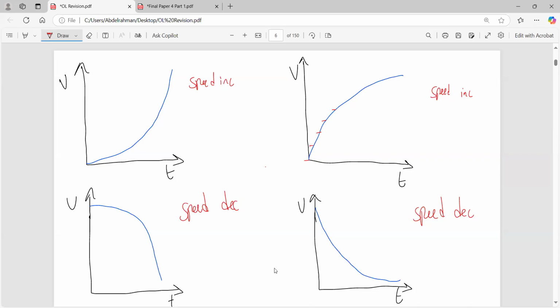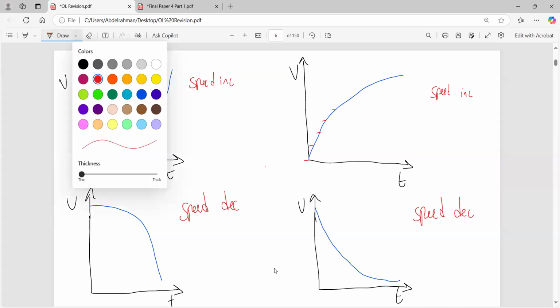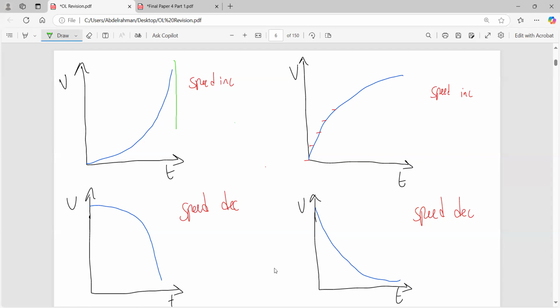When the slope is increasing, finally the graph becomes almost parallel to the y-axis. This is an increasing slope. How do I know? Again, finally the slope becomes parallel to the y-axis. So an increasing slope means that the graph becomes parallel to the y-axis.